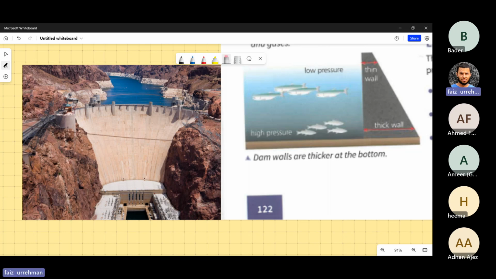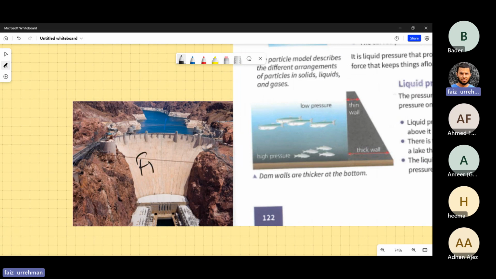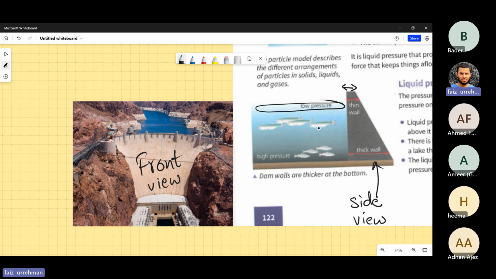So what are we going to understand here? That on the top surface of water, the pressure is not a lot. That's why the thickness of the dam on top is thin. This is the front view, and this is the side view. On the top, see the thickness of the concrete of the wall, it's so thin. Why? Because here the water does not have that much pressure.